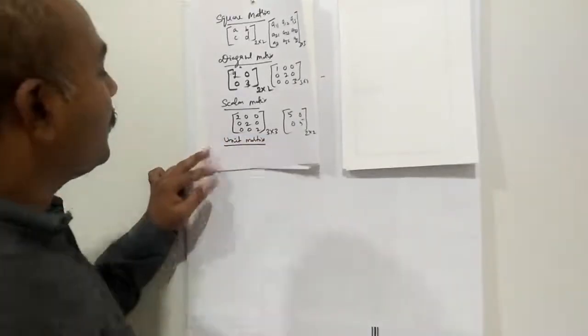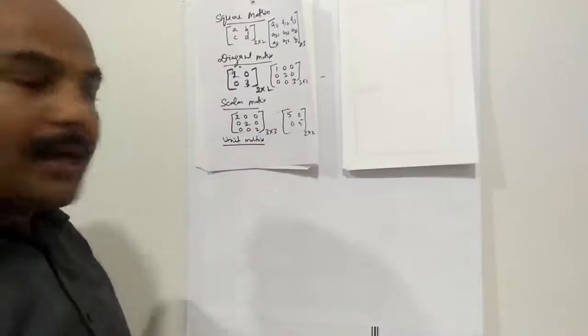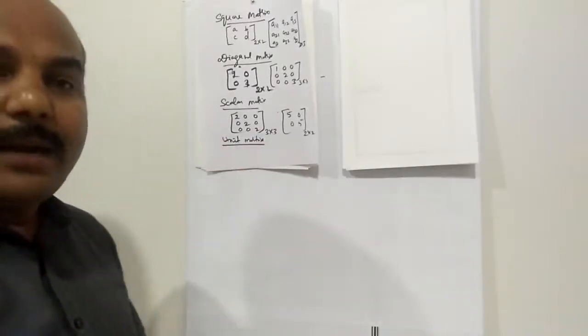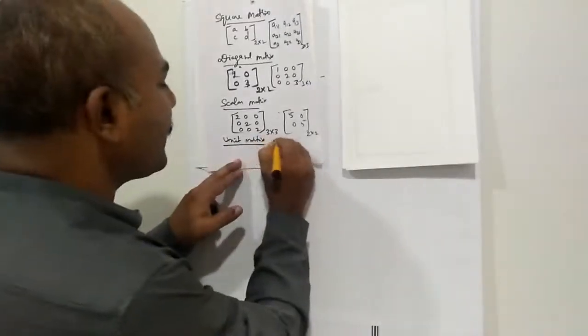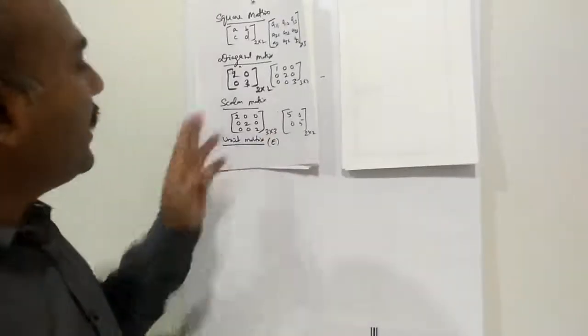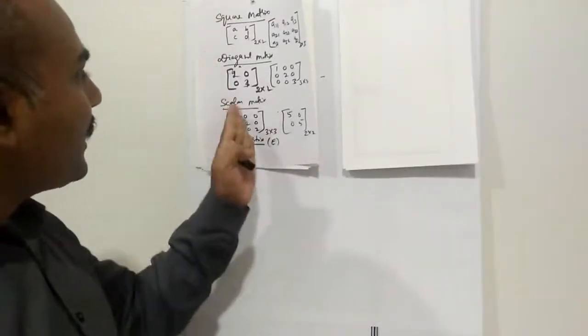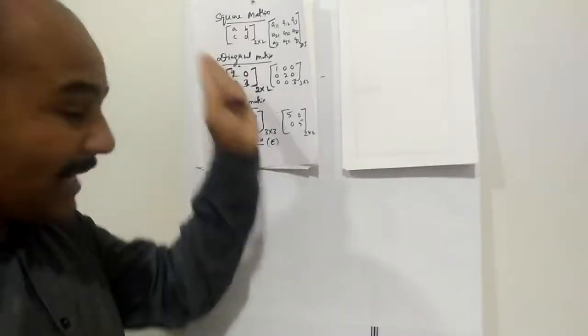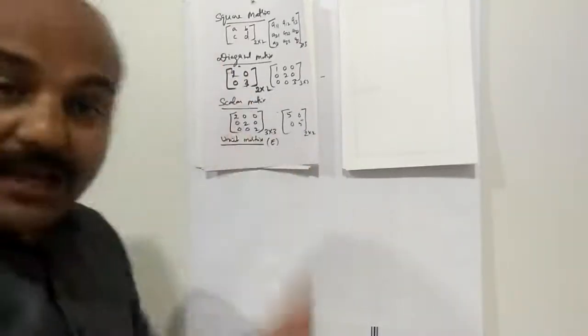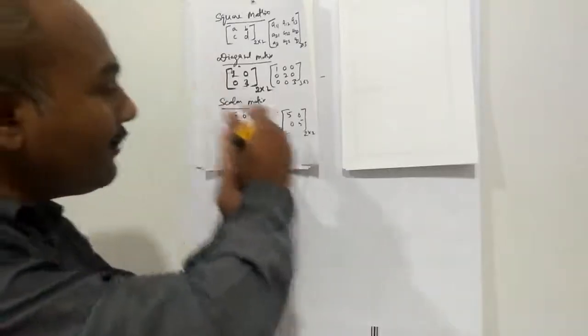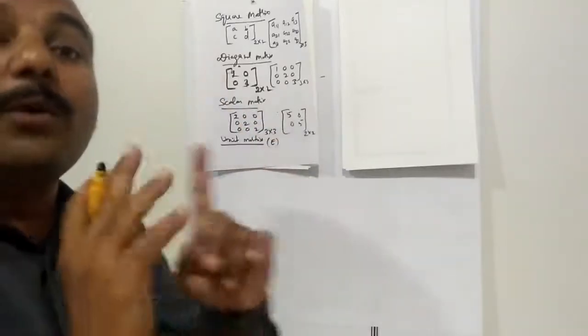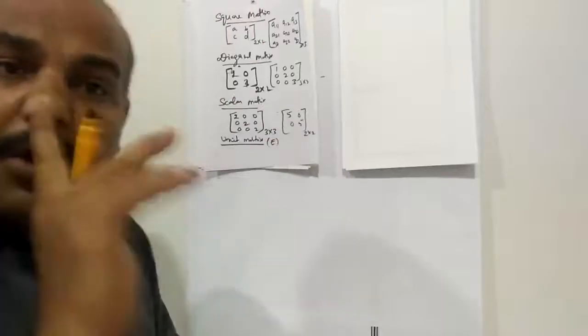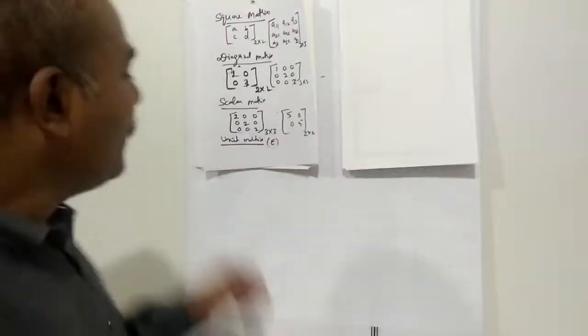Unit matrix. The unit matrix is also called the identity matrix, or the E matrix. It is a diagonal matrix first, then a scalar matrix in which all the diagonal elements are equal to 1. All the diagonal elements are 1, and all other elements are 0.